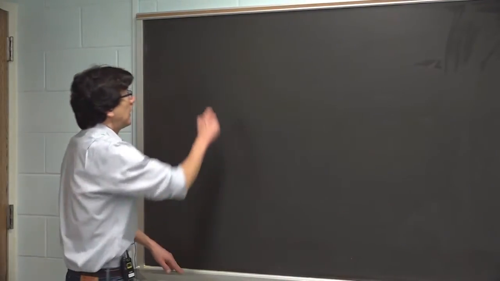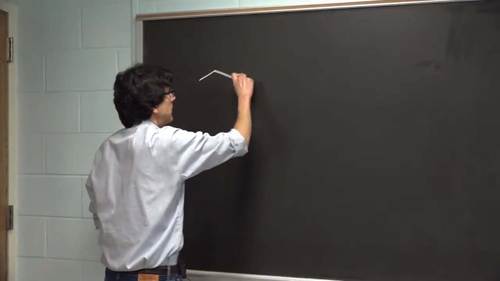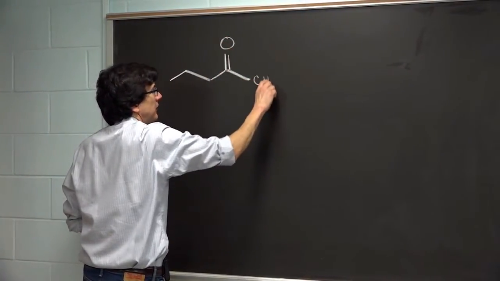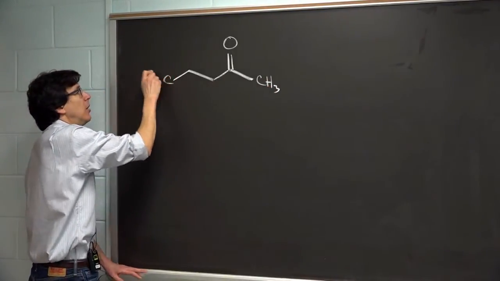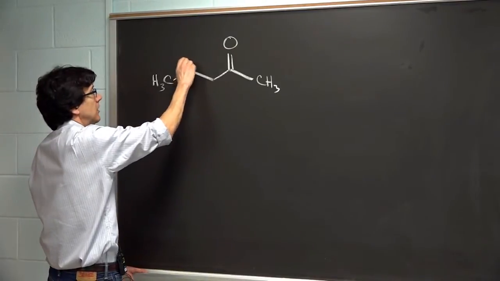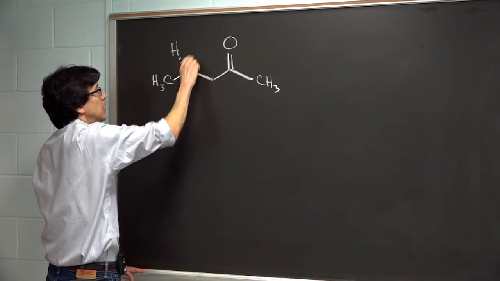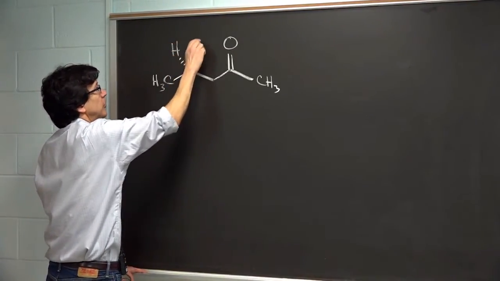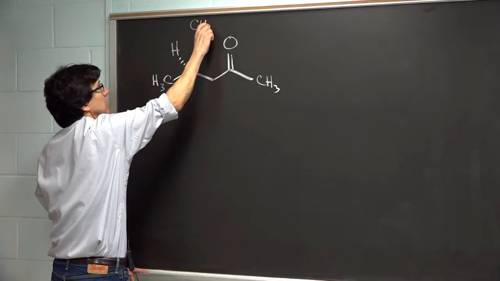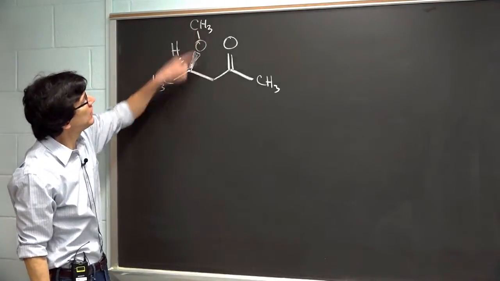Let's do a problem similar to the previous one. So I'm again going to have this ketone carbonyl. But let me modify the starting structure slightly. Let me put a substituent group here. So this is just going to be an OCH3 group.